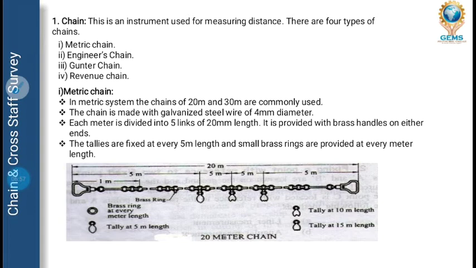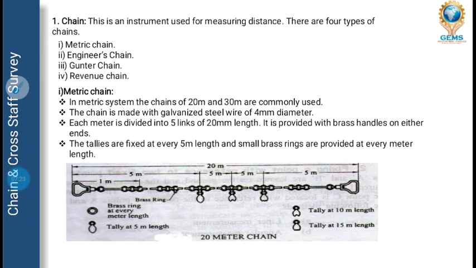Metric chains are available in 2 types: 20 meter and 30 meter. It is made of galvanized steel wire, which is 4 mm in diameter. Each meter is divided into 5 links of 20 mm length. The links are connected one to another, each 20 mm in length.